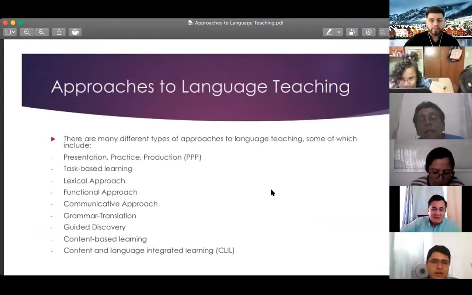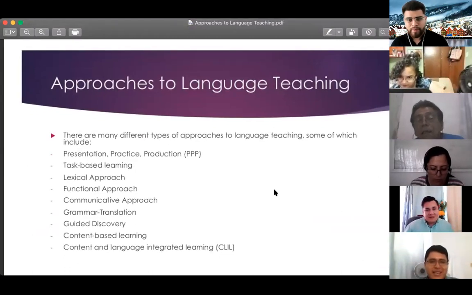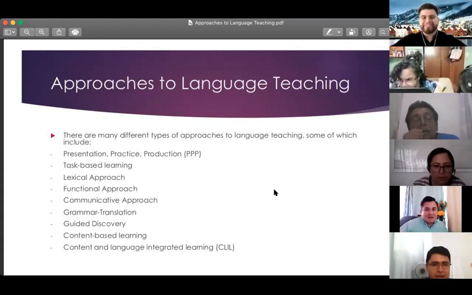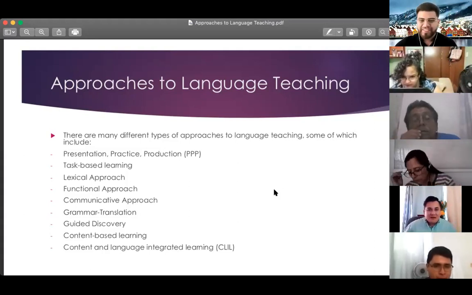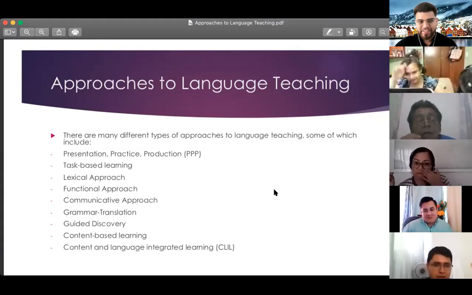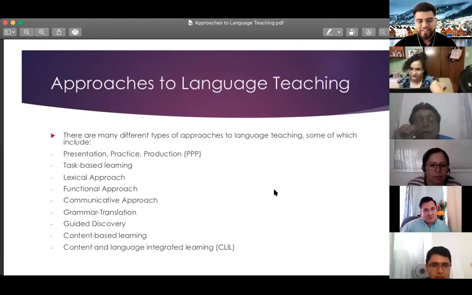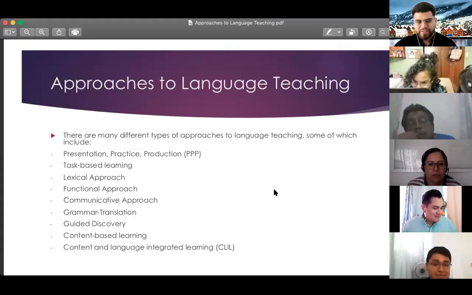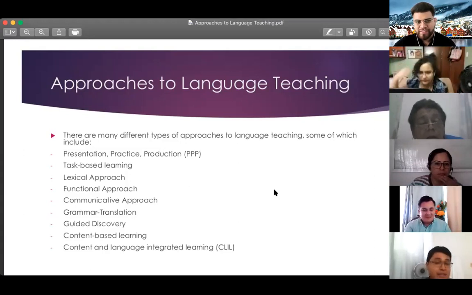I use a mix of all these approaches. But the main approach I use is the communicative approach, and grammar translation, and sometimes task-based learning.